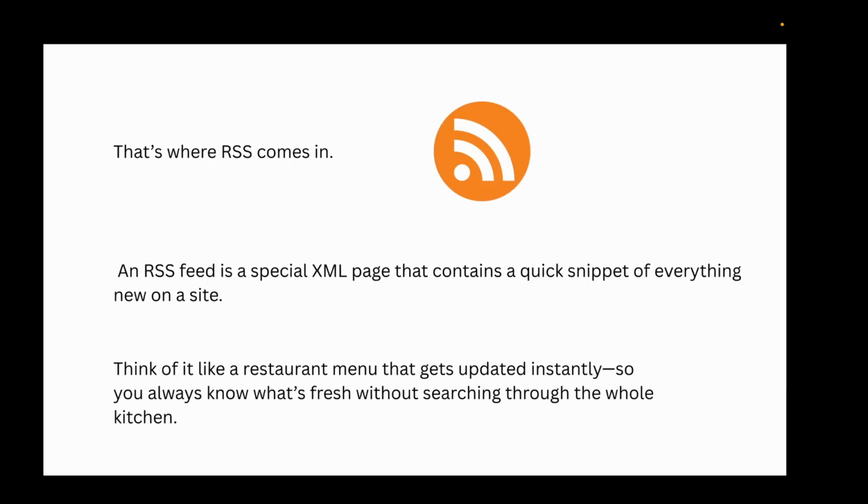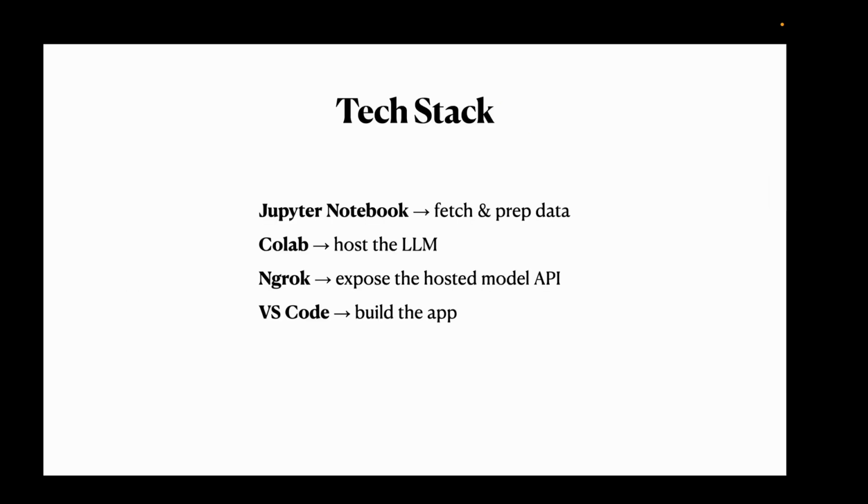An RSS feed is a special XML page that contains a quick snippet of everything new on the site. Not the whole content, but a quick snippet. You can think of it like a restaurant menu that has an updated list of all the new dishes. Once you look at the menu, you know what's new in there.